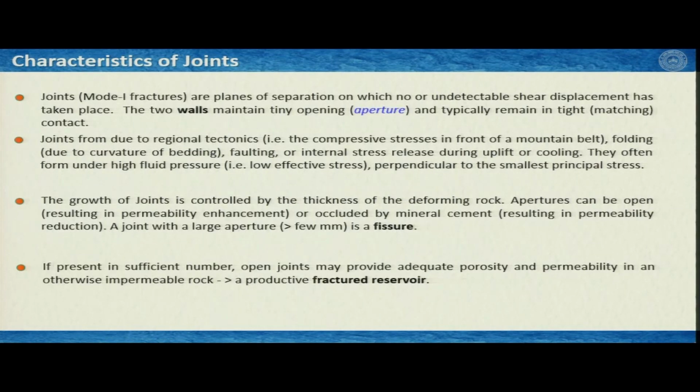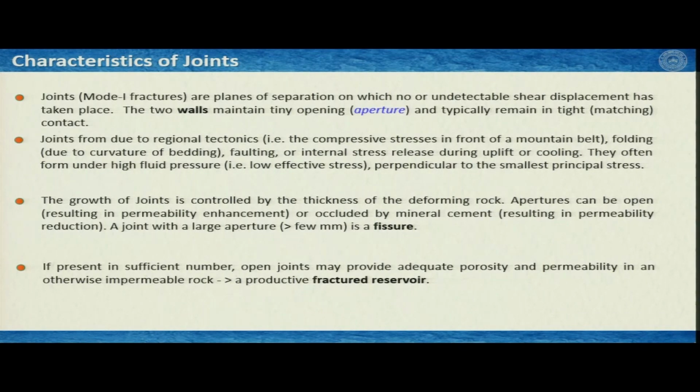Now joints form due to, of course we learnt it, some sort of stresses. It can happen due to regional tectonics, so you can consider the compressive stresses in the front of a mountain belt and so on. Folding, due to curvature of the bedding or any foliation plane or layers. Faulting also causes joints, or internal stress release during uplift or cooling. All these are possible reasons for formation of the joints.